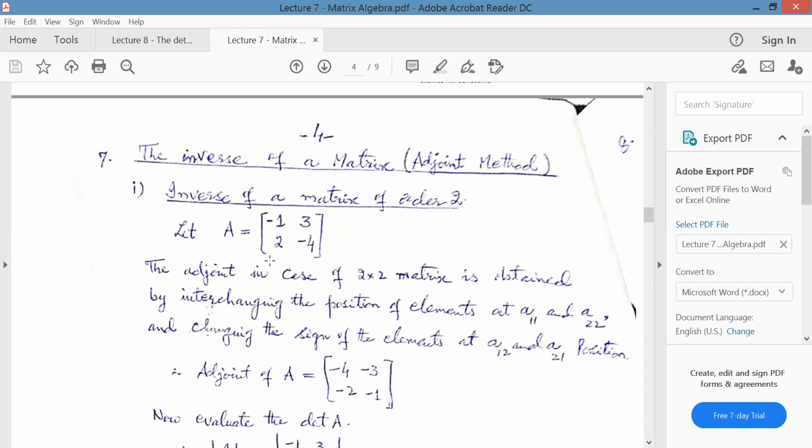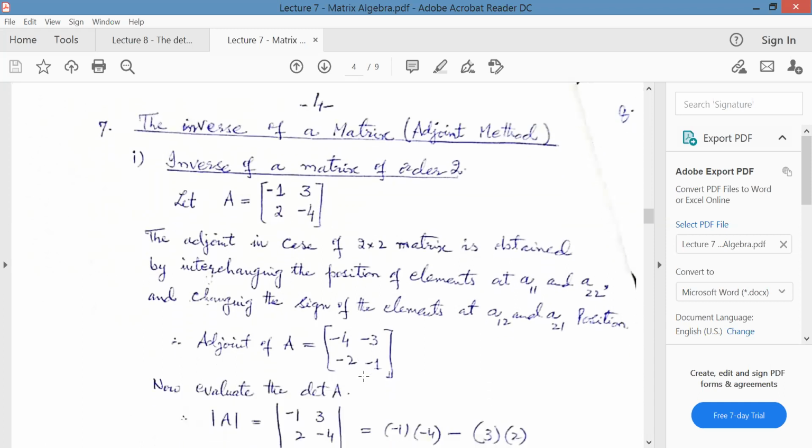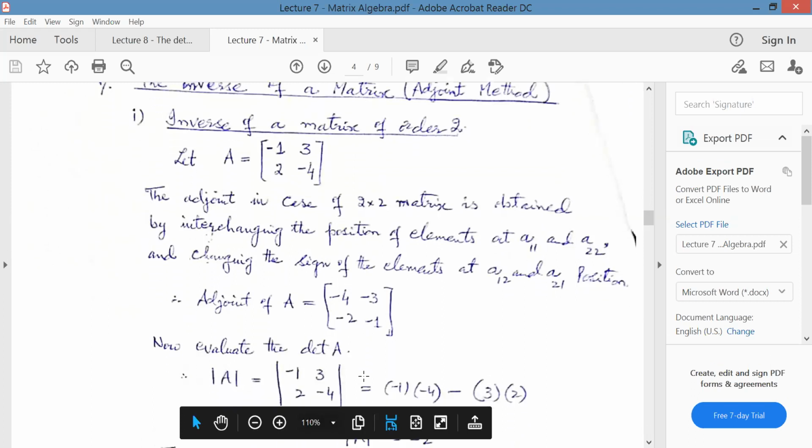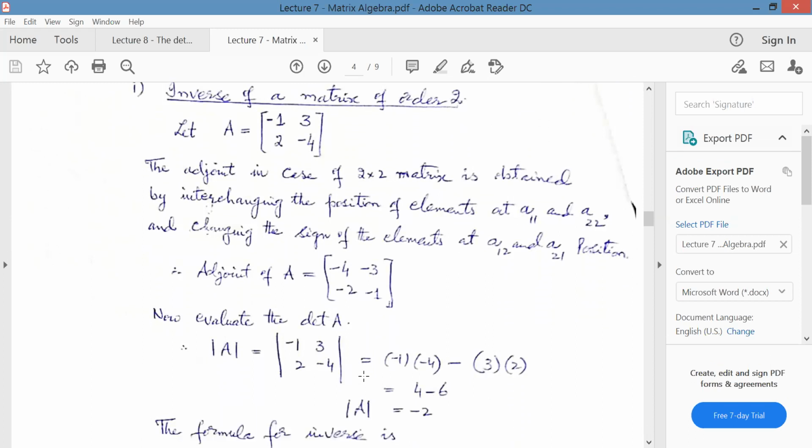One more thing: just interchange the sign of the remaining elements. If it is minus, make it plus; if it is plus, make it minus. So that I am doing here. We interchanged these two and put a minus sign with these other two. This is, gentlemen, the adjoint of matrix A. That you can do only in case of a 2 by 2 matrix. This method you cannot apply for a matrix of order 3. There the method is different, that I'll let you know.